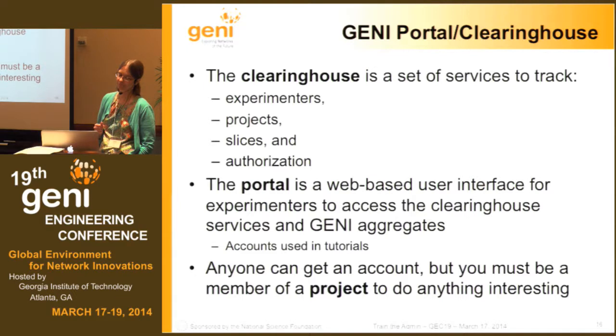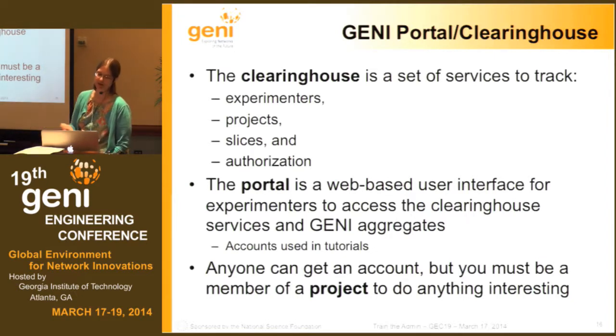And the distinction here is that even if you're using Omni, for instance, you're still talking to the clearinghouse, but in that case, you're not talking to the portal. Basically, anyone can get an account, but you can't do anything interesting unless you're a member of a project. So for the GENI portal and the clearinghouse, somebody has to vouch for an experimenter. That happens when you join a project. The project lead shouldn't allow you to join a project unless they know that person and they're willing to work with them.